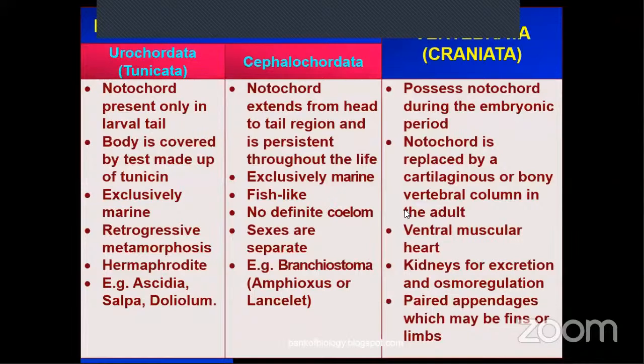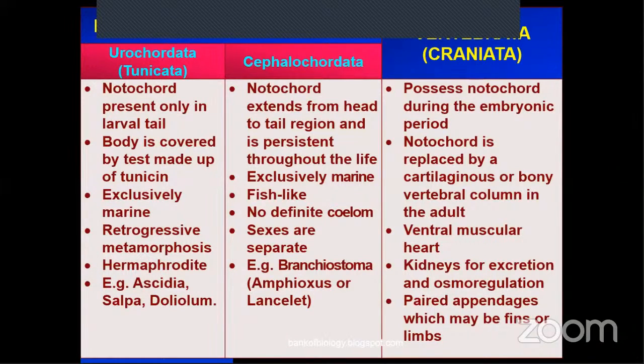Then we'll go to the next one, Vertebrata. So here the notochord is converted into a vertebral column. And the notochord is present only during the embryonic stage. Remember this.